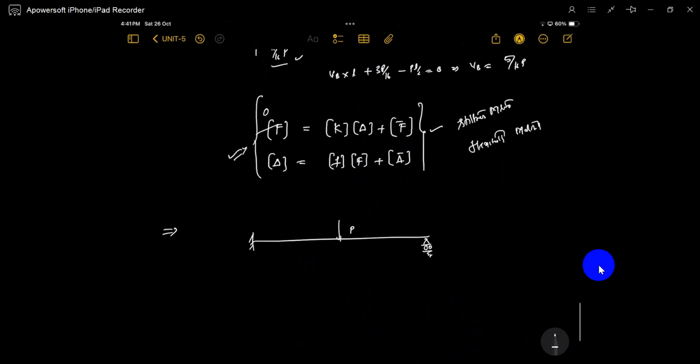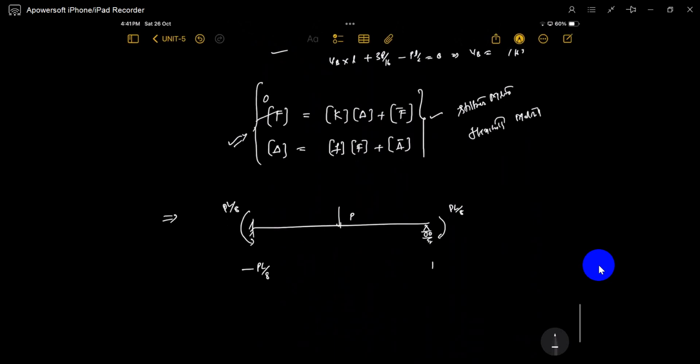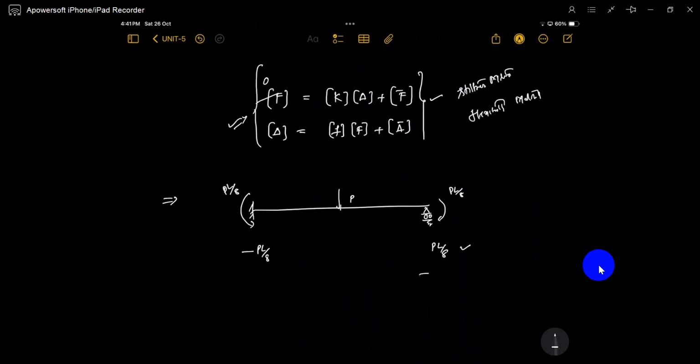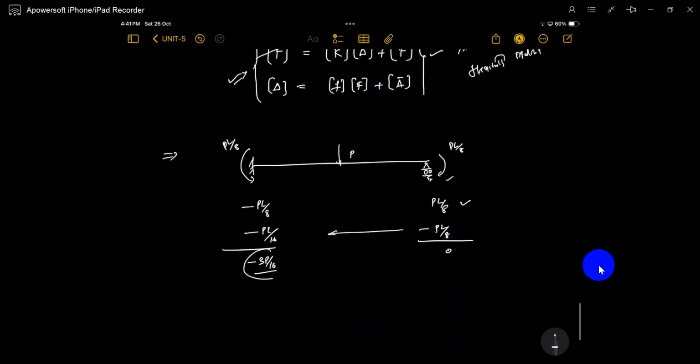So what are the fixed end moments here? If you fix it, the fixed end moments are PL by 8, PL by 8. So it is minus PL by 8 plus PL by 8. In the moment distribution method, the final moment here is 0, so if you add minus PL by 8, the final moment is 0. Automatically, half of the moment is transferred to the far end. So half of the moment is 3PL by 16. This is the moment distribution method. You can check it in 1 minute.